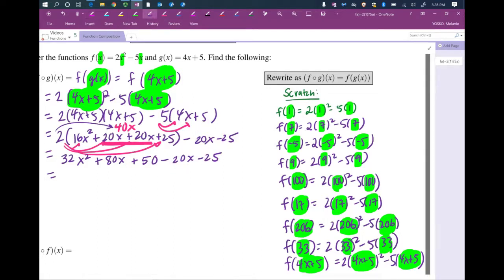So now we combine like terms. I have 32x squared. I have an 80x and a minus 20x. So looks like that's plus 60x. And then I have 50 minus 25. That's plus 25.